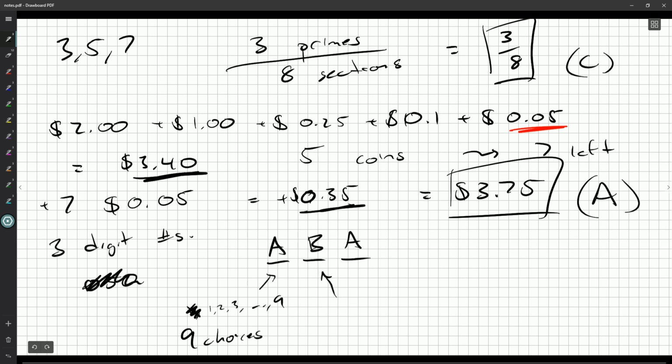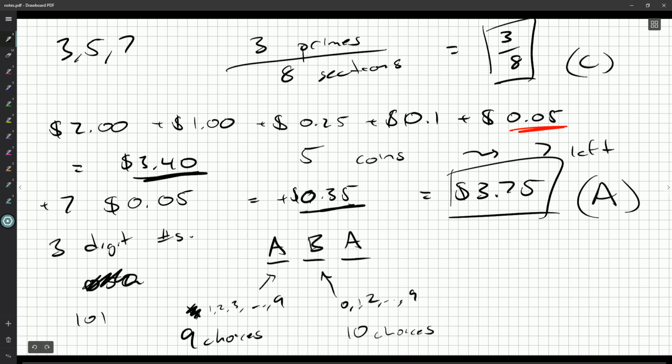How about for B? Well, B's in the middle. We could have B be 0. Consider something like 101. That's a palindrome, read the same forwards as backwards. So we actually get one extra possible digit that B could be, and there's 10 choices for B.